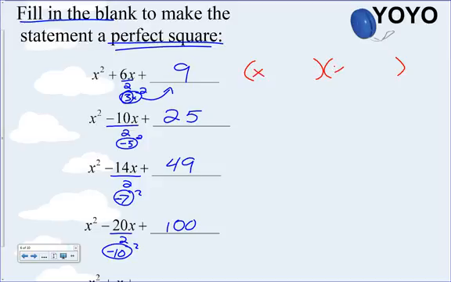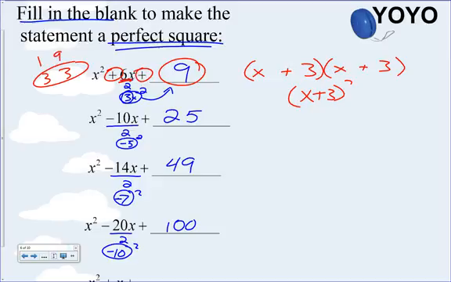X and X. If this is positive, so I do 2 of those. Factors of 9 that add up to 6. Well, factors of 9 are 1 and 9, or 3 and 3. Those are going to add up to 6, and we're done. Okay. That could be x plus 3 squared.